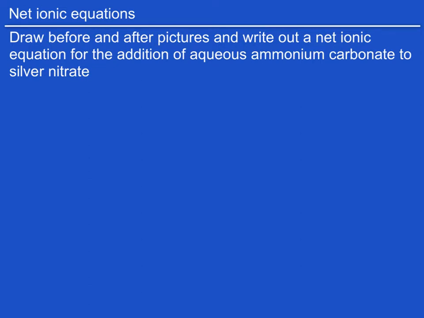So ammonium carbonate, we know from our memorization sheet that ammonium is NH4+, and we know that carbonate is CO3 2-. Okay, it's aqueous. We know this both because we told you it's aqueous, but also because ammonium is always soluble. So we're starting with ammonium carbonate and silver nitrate.